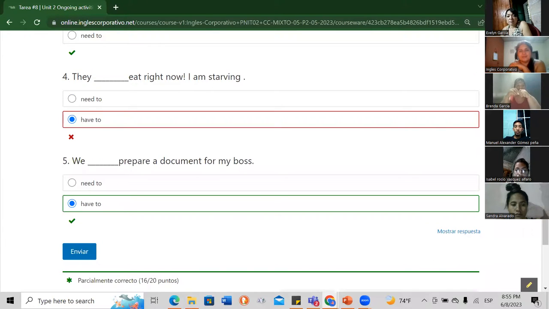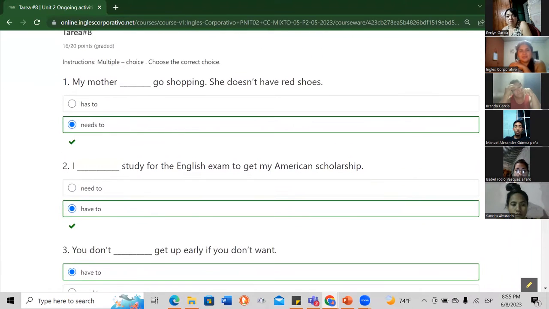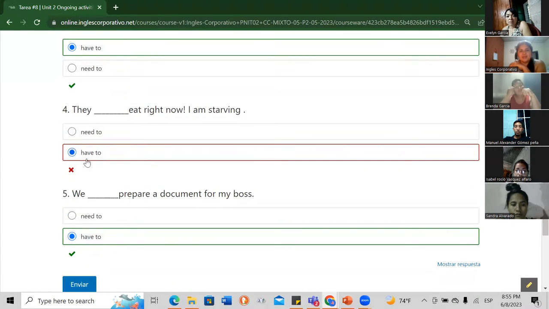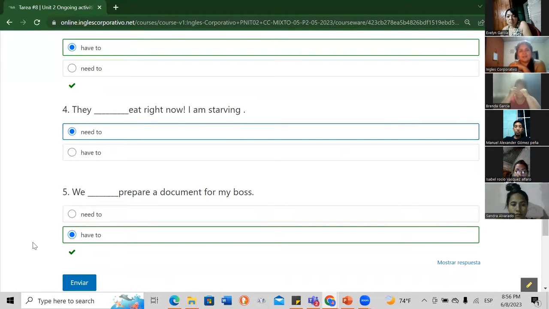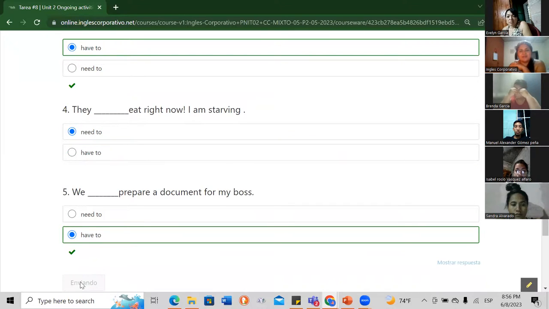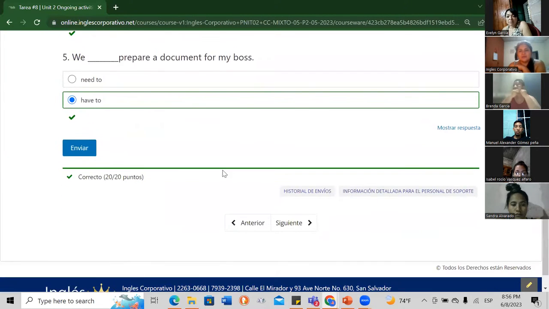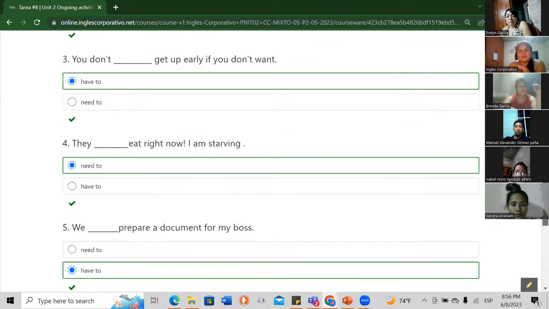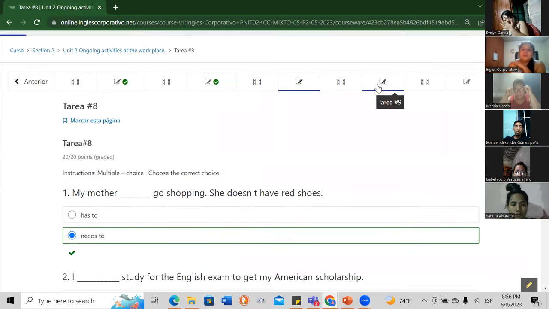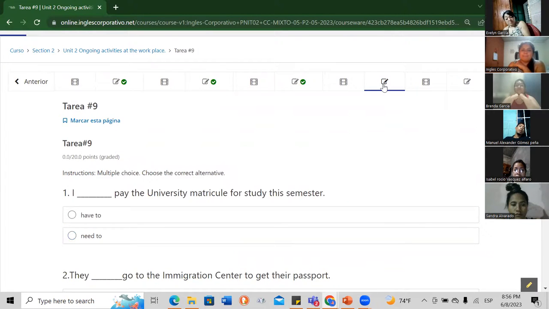Okay, we have one mistake. Okay, they need. Me equivoqué cuando la seleccioné. It is they need to. That is a necessity. Okay, good. We send it. Now we can move on to the number 9.